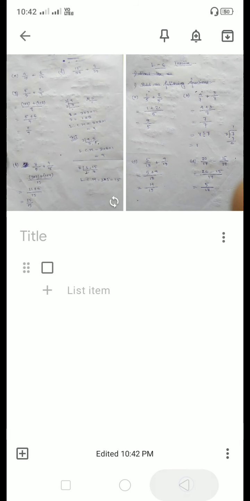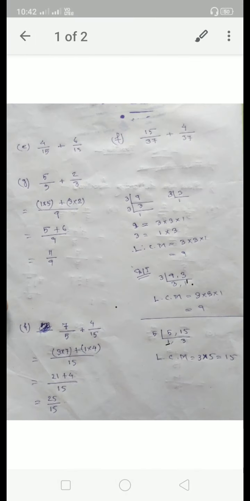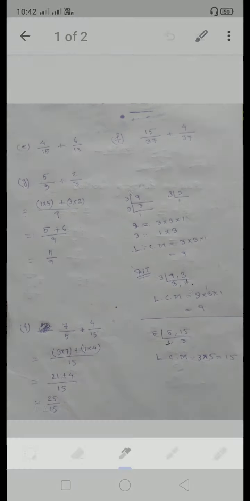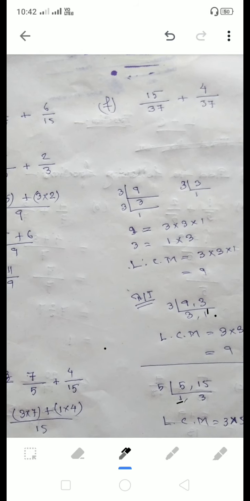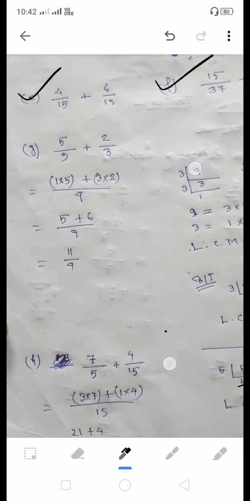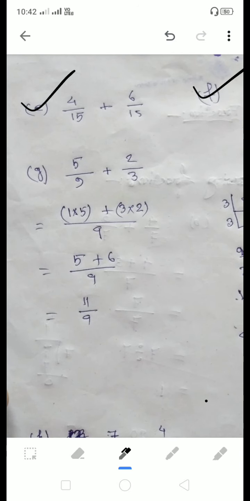Now the next question, see question number E. Question number E is given to you as homework, because this one is similar to questions A and B, and this one is also similar to questions A and B, so do it yourself. Now question number G.